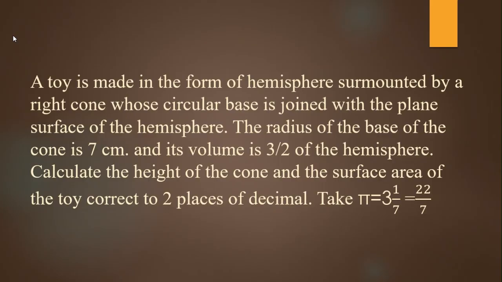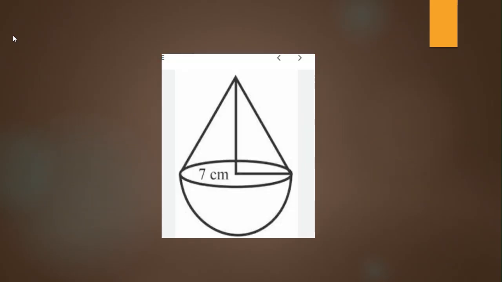Okay? Right. So, it is easy for us to find out when we are able to split the problem into different parts. The problem seems to be very big, but when we split it into parts, it is easy for us to understand. What is given actually? A toy is given. The toy is just like a right circular cone which is surmounted on a hemisphere. The right circular cone base radius is 7 centimeters.